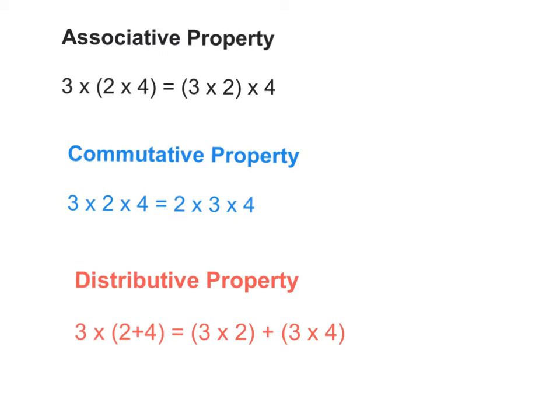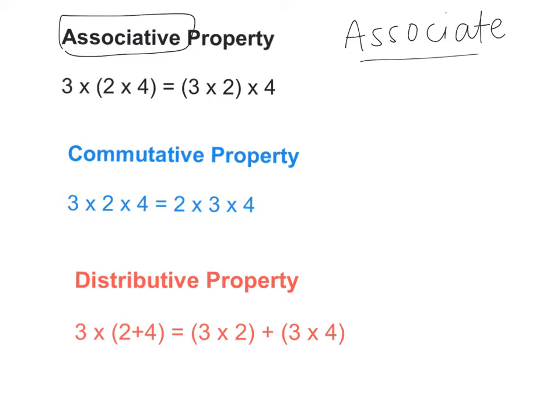The first property is called the associative property. Everyone say that. Associative property. Okay, the word associative kind of looks like the word associate, right? When you associate with someone, you're kind of in a group with them. Or the PTA is the Parent-Teacher Association. That's a group that's made out of teachers and parents. So the word associate tells you that it has to do with a group.